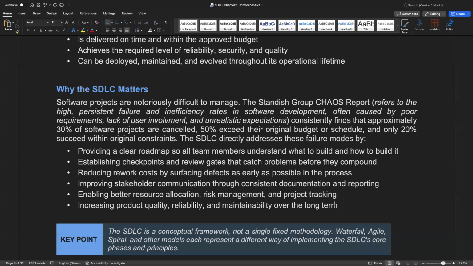Then increasing the product quality, the reliability, the maintainability over the long term. So software engineering is one of those few courses that once you master it, there's not going to be deviation when you get a job in this field.